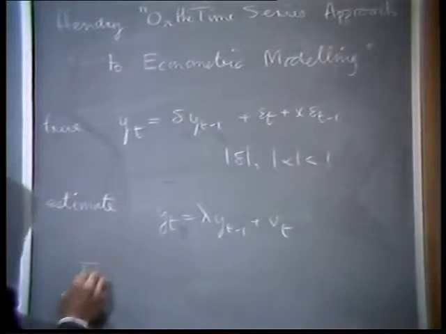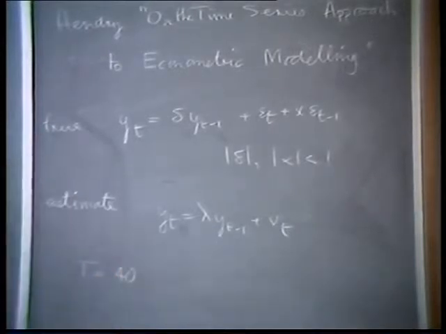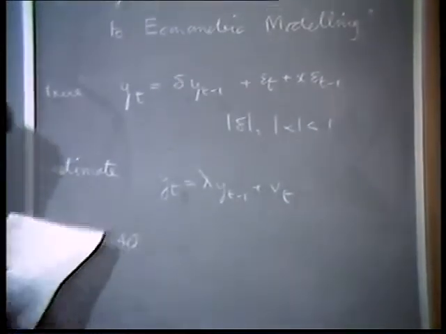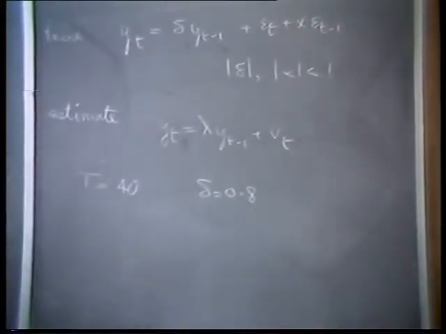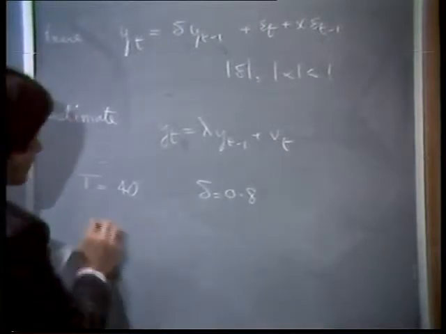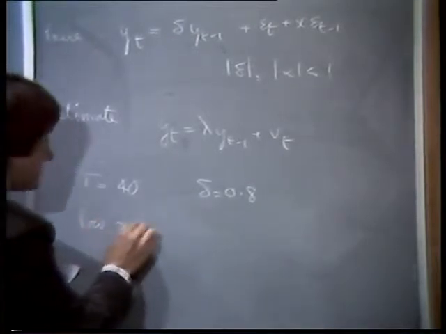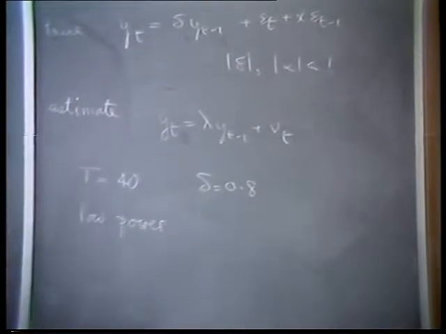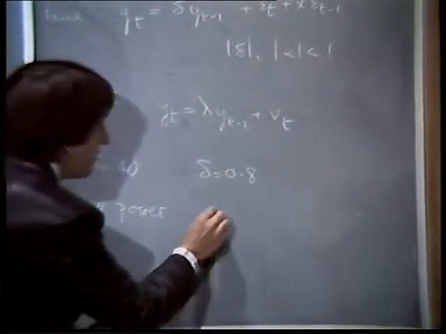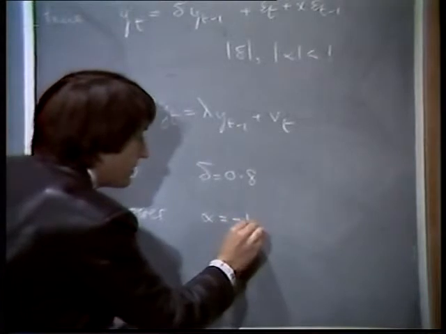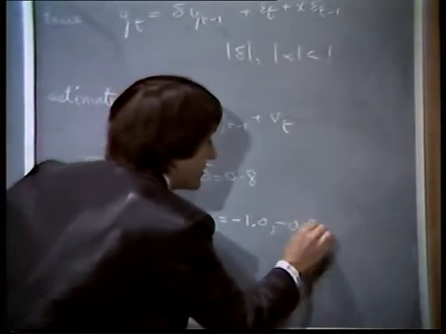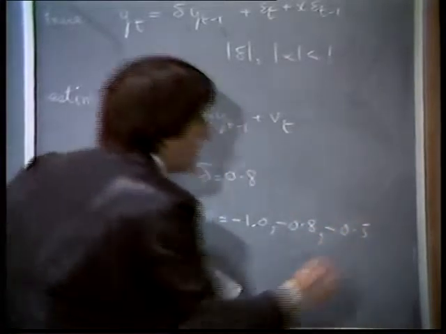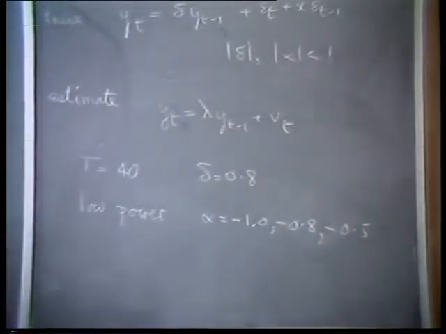And in particular, for sample sizes of 40, when delta was 0.8, there was very low power in the likelihood ratio test when alpha had values of -1, -0.8, and -0.5.